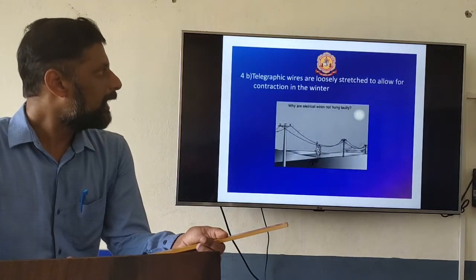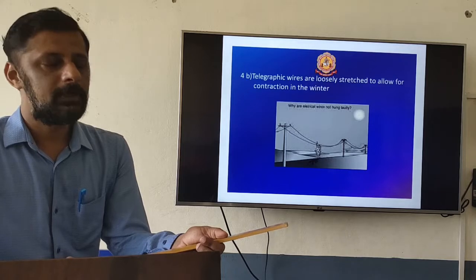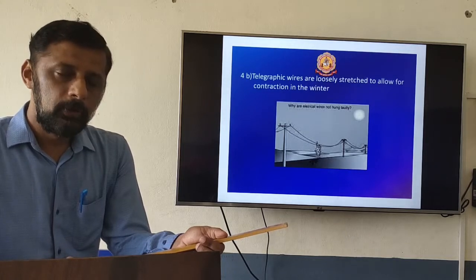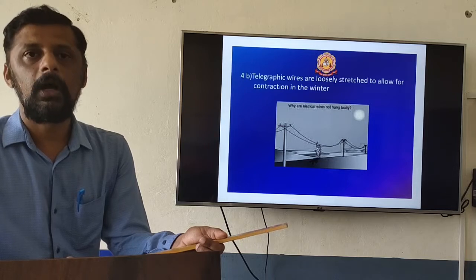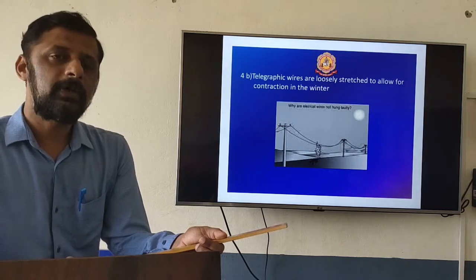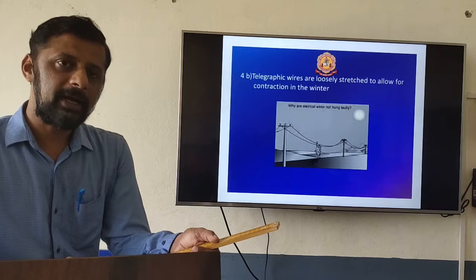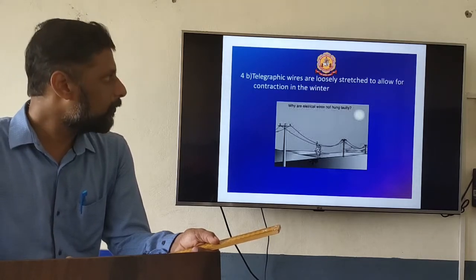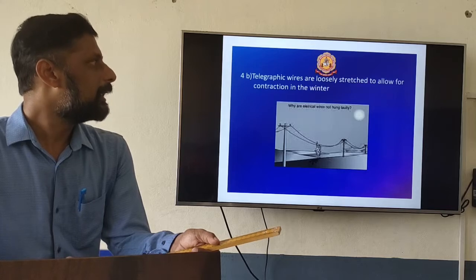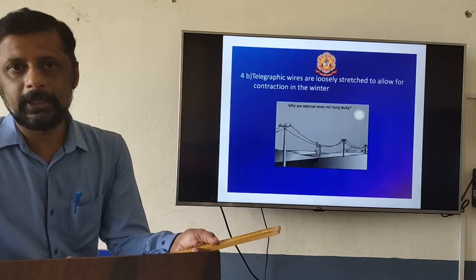Telephone wires are hung loosely. Reason why? Usually solids expand on heating as well as what? Contract on cooling. So in winter the wire contracts because of the decrease in temperature. Because of that reason, telephone wires are loosely hung in order to allow the contraction during the winter.